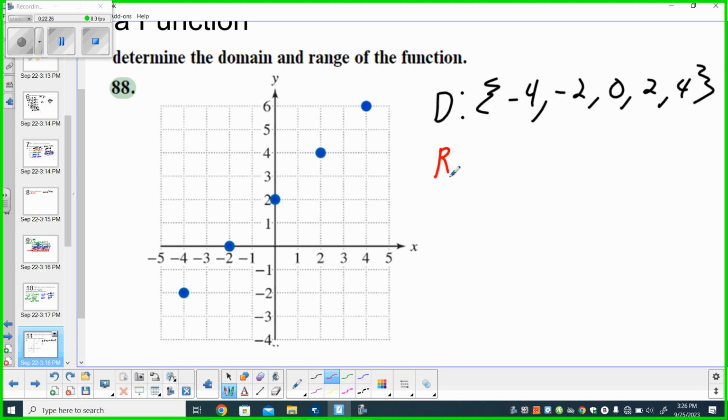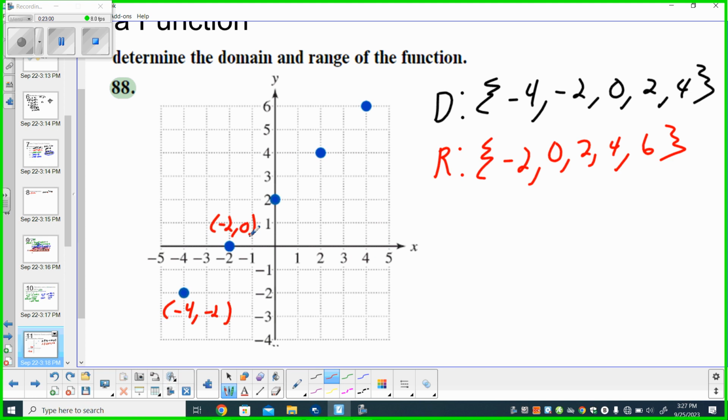And then if I wanted the range, again, I'll go from bottom to top because that would be the least to greatest and not repeating. Again, because it's a scatter plot, we're going to put it as a set or list of numbers. So we see that we have negative 2, then 0, then 2, then 4, and then 6 in the set. If it helps, you can always just write out the coordinates. So this would be negative 4, negative 2; negative 2, 0; 0, 2; 2, 4; and 4, 6. And then you can just look at the x and y values and write them out. All right.